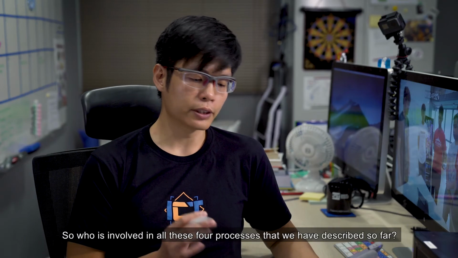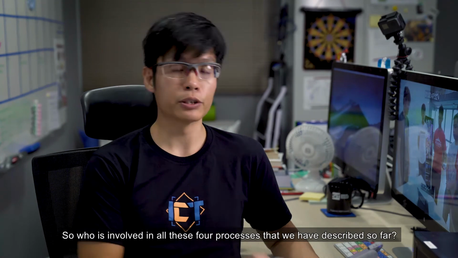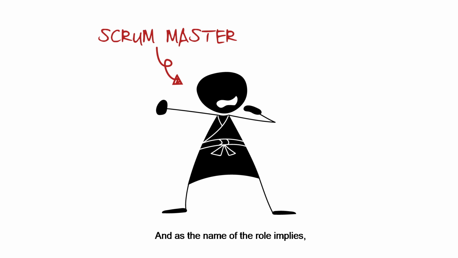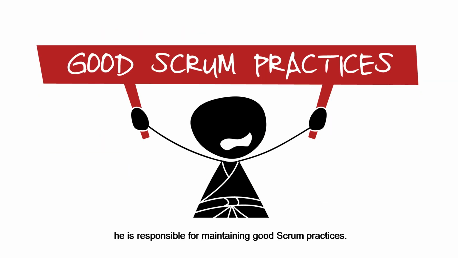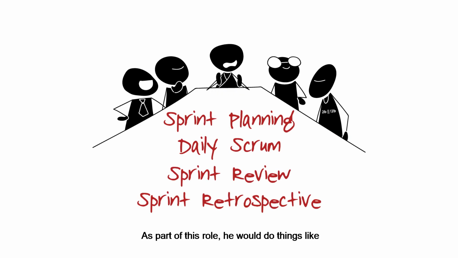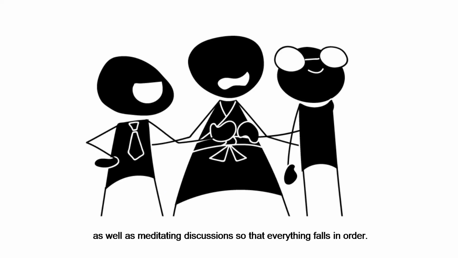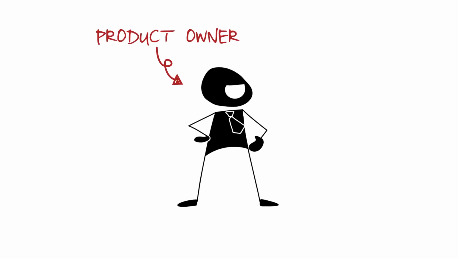So who is involved in all these 4 processes that we have described so far? So the first important role is the Scrum Master. And as the name of the role implies, he is responsible for maintaining good Scrum practices. As part of this role, he would do things like hosting all the 4 meetings, making sure that people are keeping to time, as well as mediating discussions so that everything falls in order.